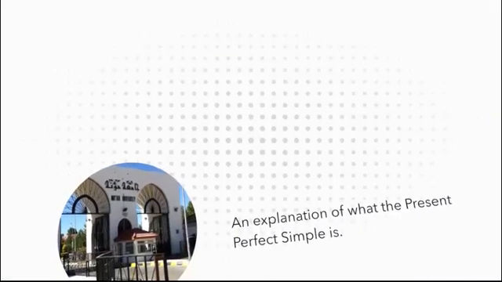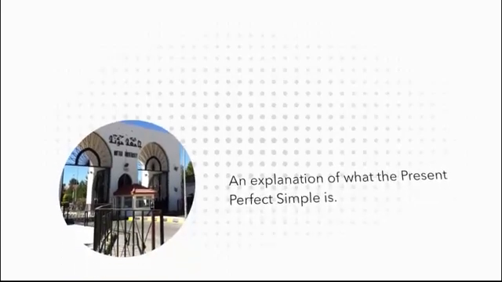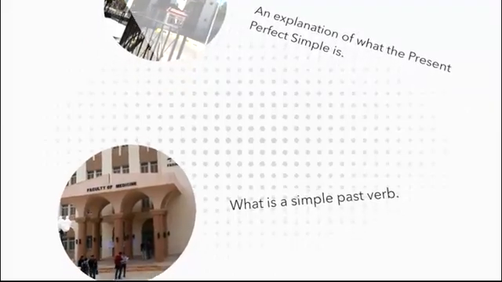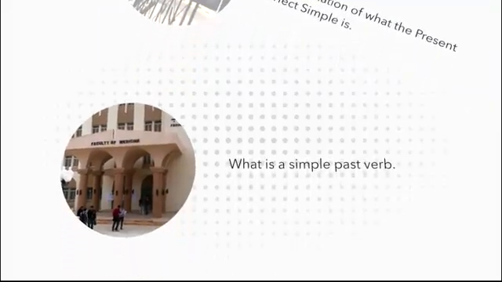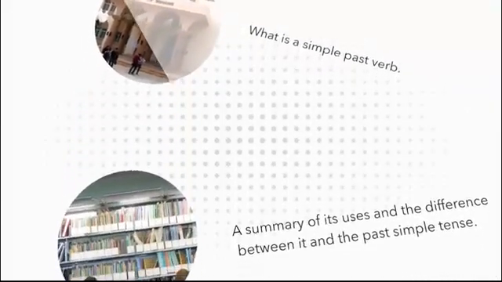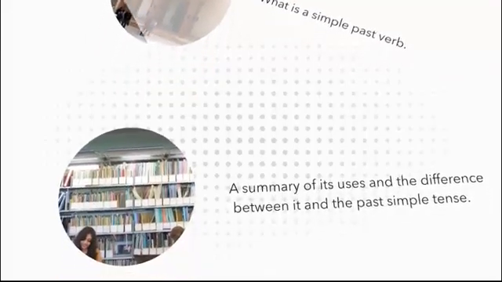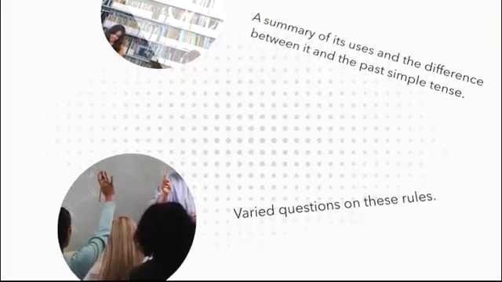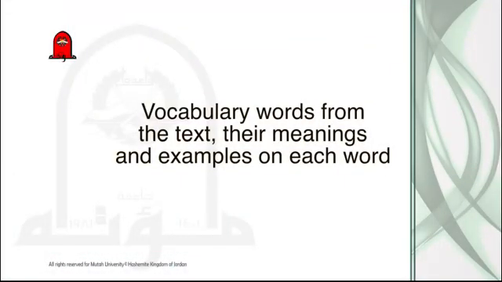Content. An explanation of what the present perfect simple is. What is a simple past verb? A summary of its uses and the difference between it and the past simple tense. Varied questions on these rules. Vocabulary words from the text, their meanings and examples on each word.